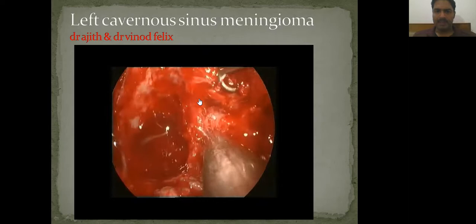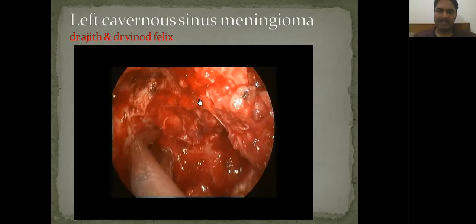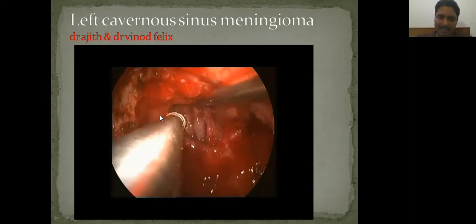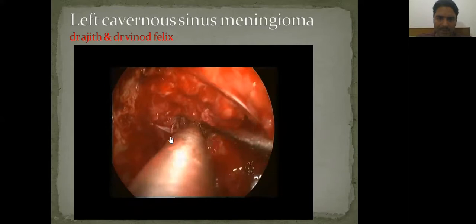And that's tumor. We try to remove the tumor with curettes and suction, but it was not coming off with suction and some Kerrison punches. With all these instruments, we are removing the tumor from the cavernous sinus. This is the cavernous carotid artery. So this is the cavernous carotid artery. We are removing the tumor from here.